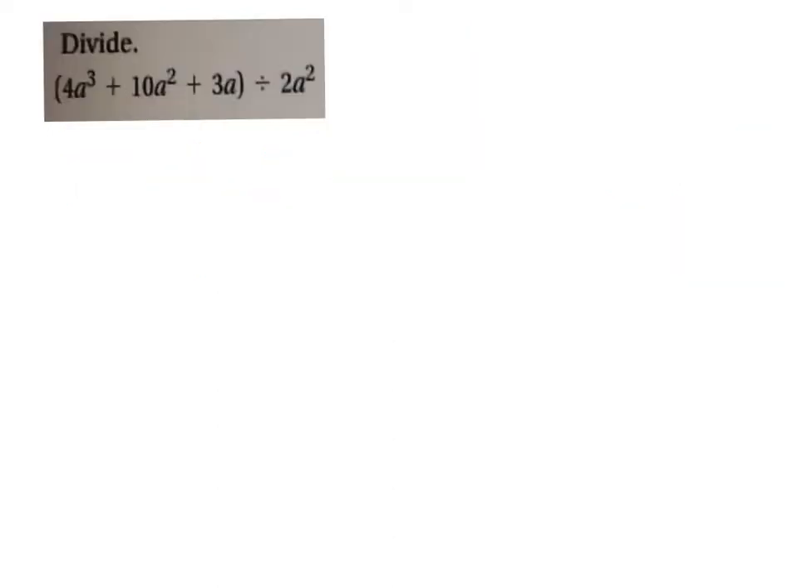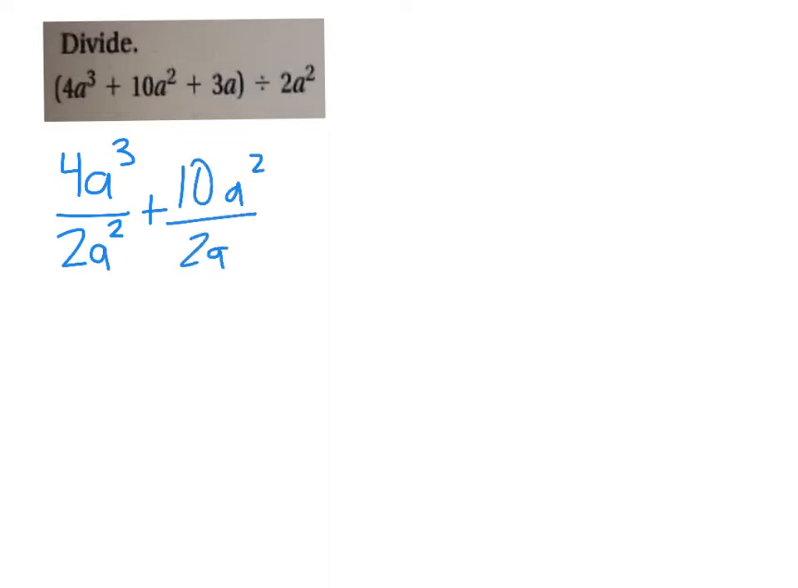So let's look at our next one. Okay, very similar. We're just going to start by setting it up. So 4a to the third power divided by 2a squared. And then it's plus 10a squared divided by 2a squared plus 3a divided by 2a squared.